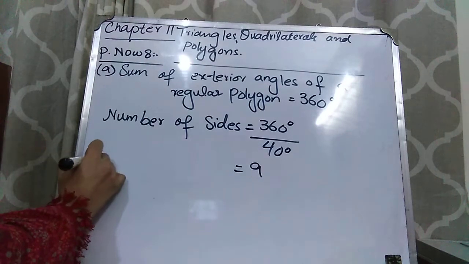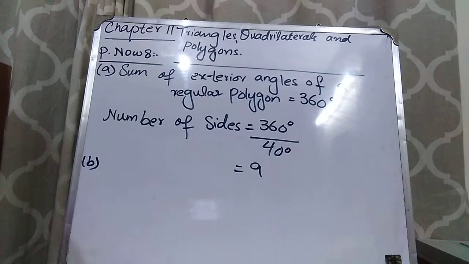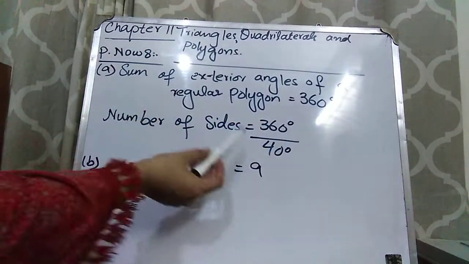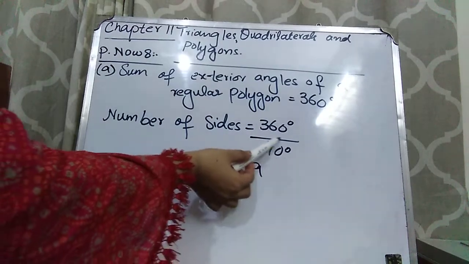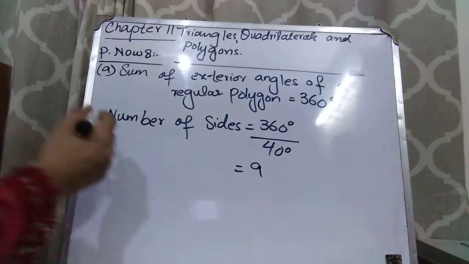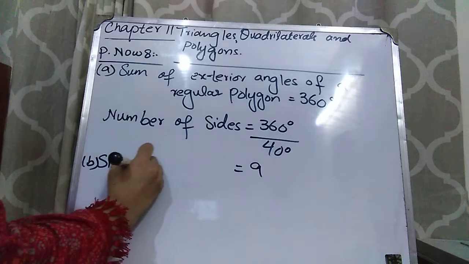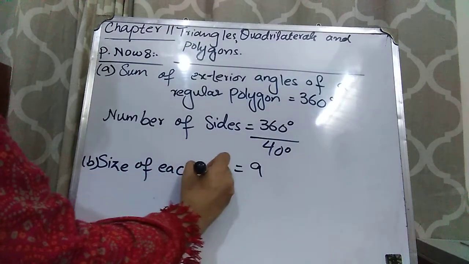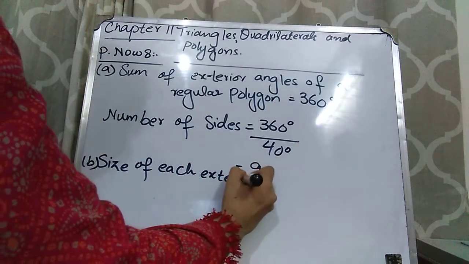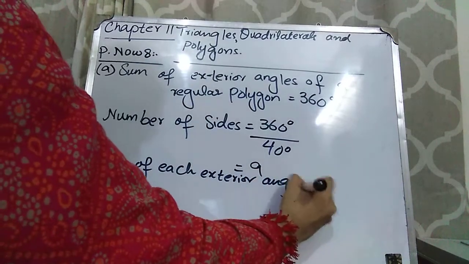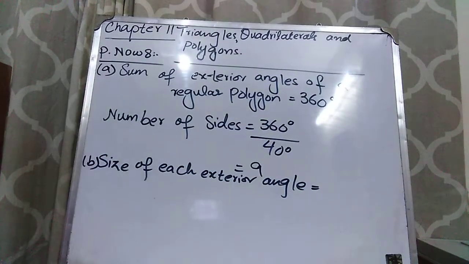Okay students, in part B, they are saying that find out each interior angle of a polygon. Each interior angle of the polygon is given, which is 178, and you have to find out the number of sides. Again, to find out the number of sides, you have to find out each exterior angle. And how can you find out the size of each exterior angle? First, you have to find out the size of each exterior angle. Here the size of each interior angle is given, which is 178 degree.